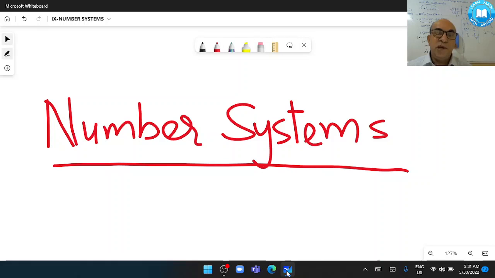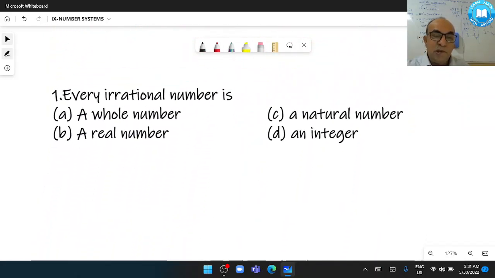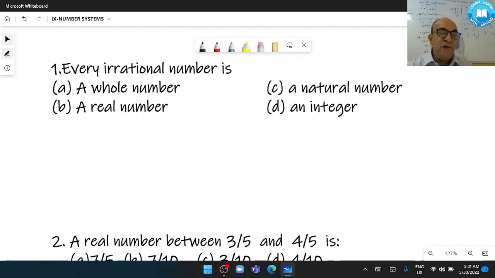MCQs of Chapter 1 Number Systems, which is here. So now the first question from number system is: every irrational number is a whole number, a natural number, or a real number.